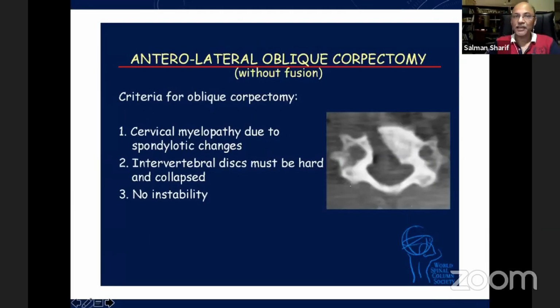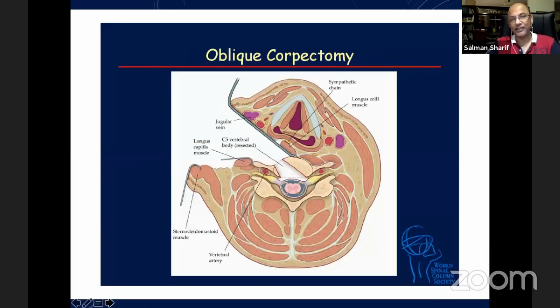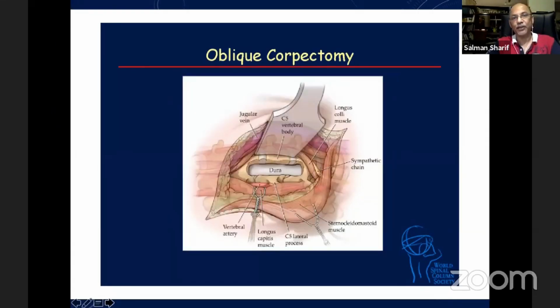Anterior oblique corpectomy can be used where you don't want to be using a graft or a plate. Some of my friends routinely use it. My experience is only a couple of cases, and the results are very good if you're good at it. But again, you have to come lateral to the carotid, so it's an anterior lateral approach. So you open something like that. So you're coming at an angle.